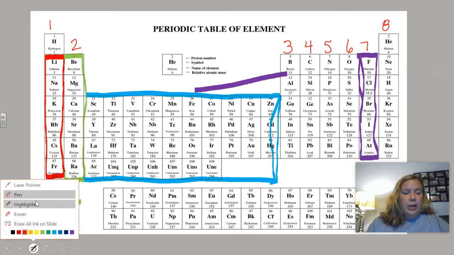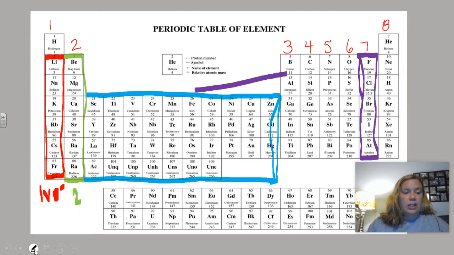Finally, if we go back here and we get to the noble gases. So we have our good old noble gases in this last column or last family of the periodic table.